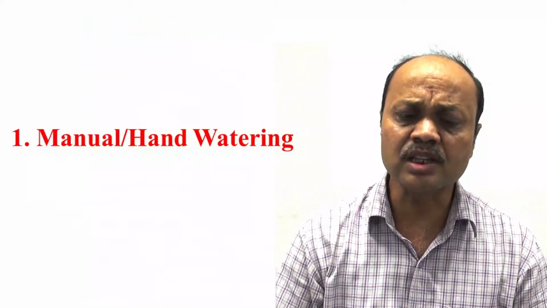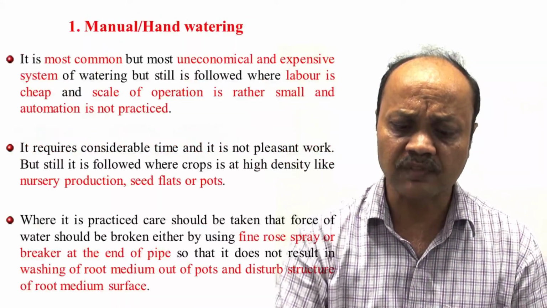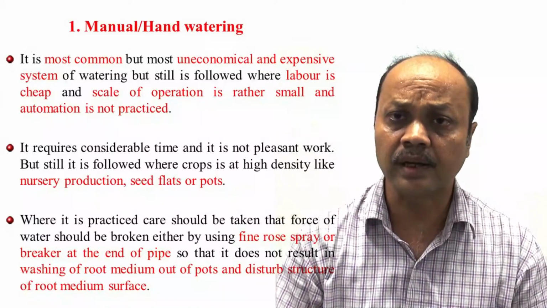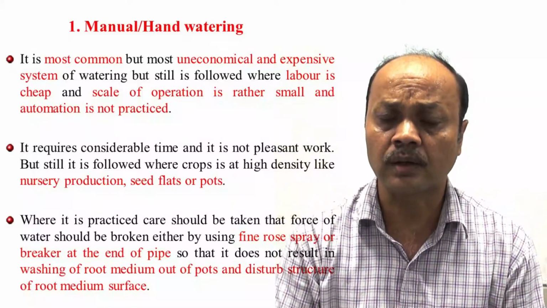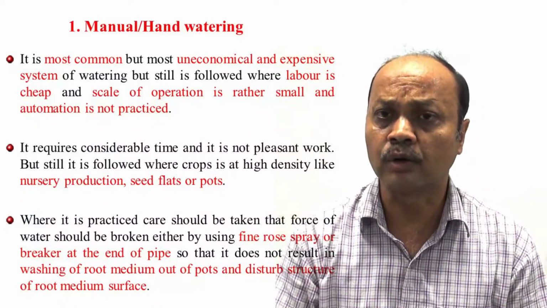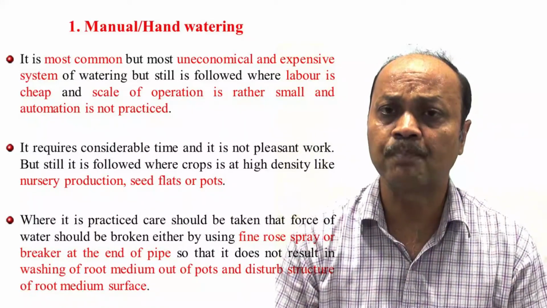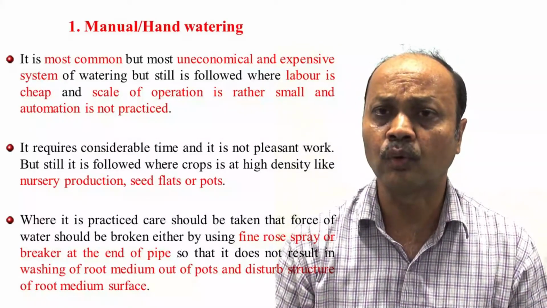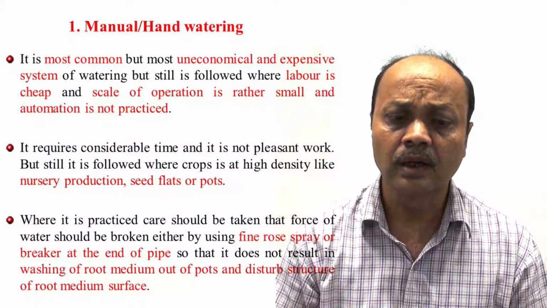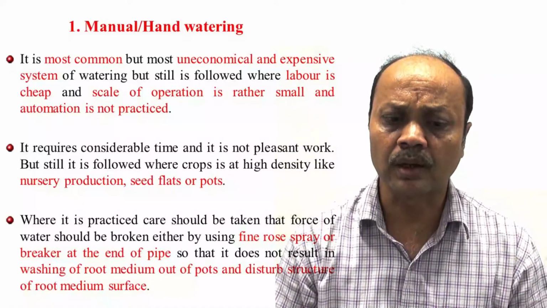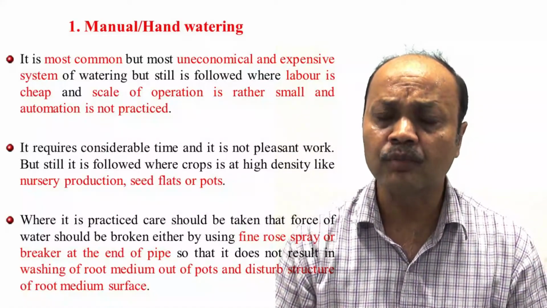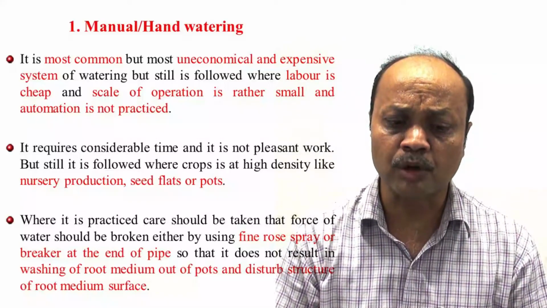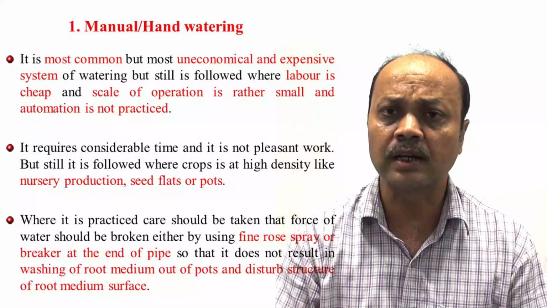Manual and hand watering, this is a very common method. It is clear from the picture that this is very common. Suppose you are growing some nursery in a protected structure, not under, you can say, the polyhouse, maybe under polyhouse, but if it is a small structure, or maybe in bigger cases, for watering a nursery, normally we go by manual or hand watering. Other methods are also there. This is one of the methods, but it is, you can say, most common but uneconomical, because it requires labor.